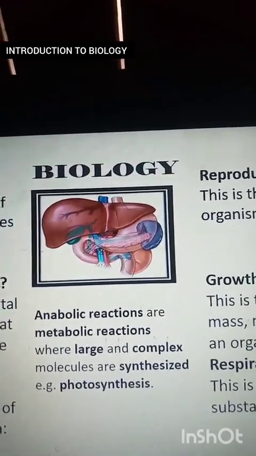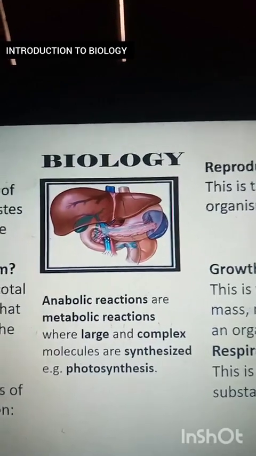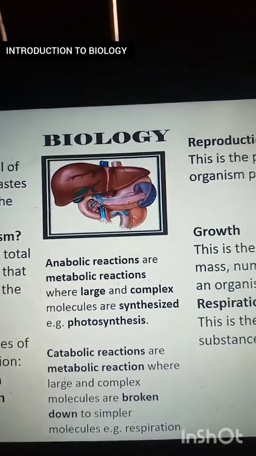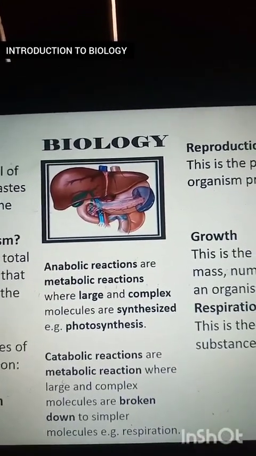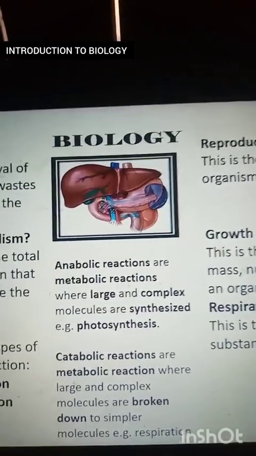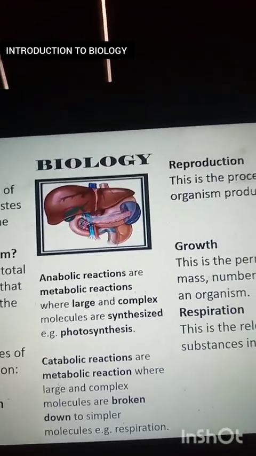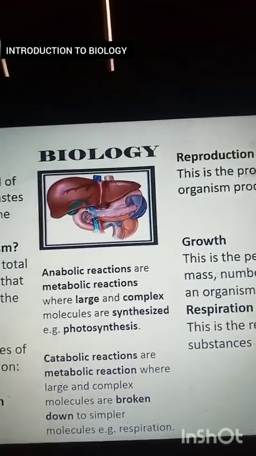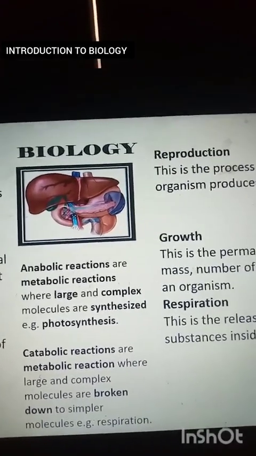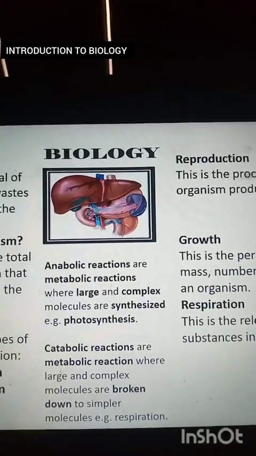What about catabolic reaction? It is the opposite of anabolic, meaning it involves the breakdown of large molecules into smaller molecules. So catabolic reactions are metabolic reactions where large and complex molecules are broken down to simpler molecules. This time is breaking, not building. Respiration is an example of catabolic reaction, while photosynthesis is an example of anabolic reaction.